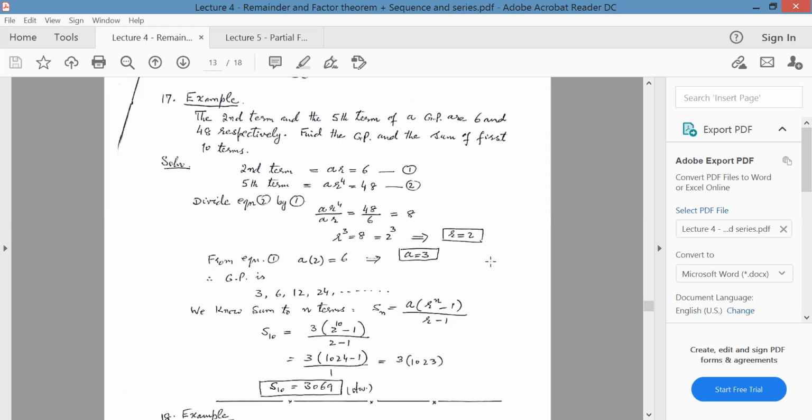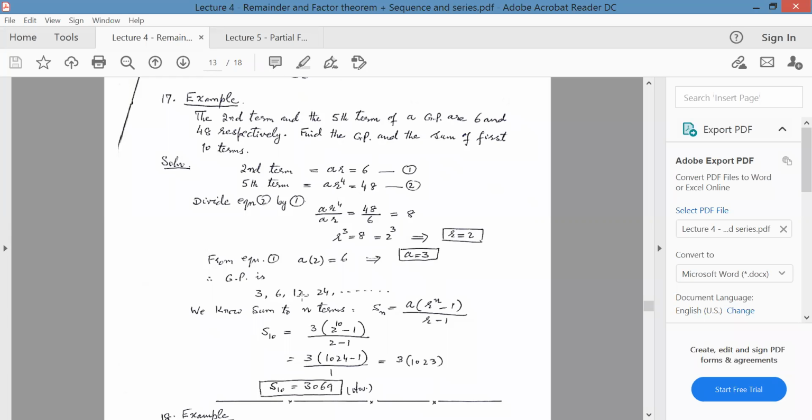Once you know these two values, you can make any series of GP. The first term you know is A, the next term is AR, the next term is AR square, and keep on writing them. So look here, the first term A is 3. My first term, multiplied with the R, you will be getting the second term, that is 6.